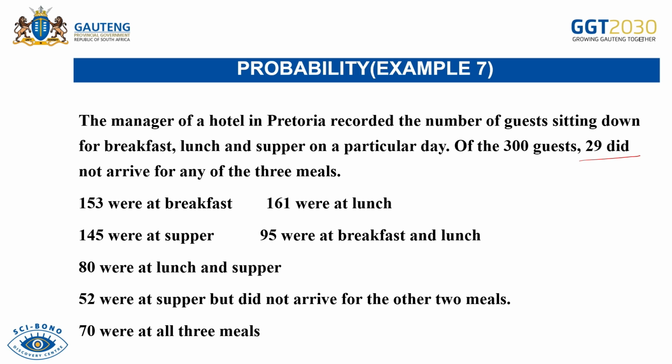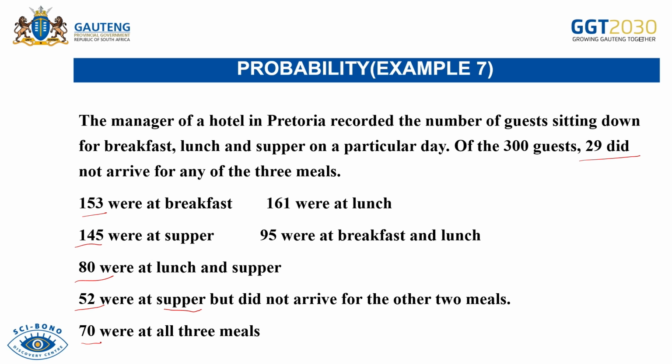So the first meal, we've got 153 that were at the breakfast. We've got 145 that were at the supper. We've got 80 that were at lunch and supper, and then we've got 52 that were at the supper but did not arrive for the other 2 meals. So it means that if they were at the supper, they didn't arrive for the breakfast and the lunch. And then you've got 70 that were at all 3 meals.